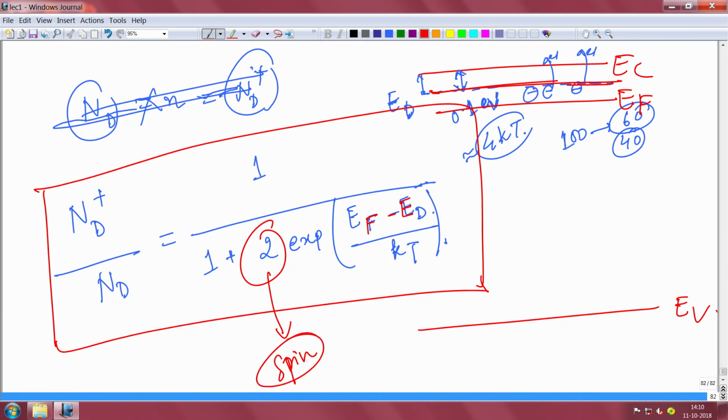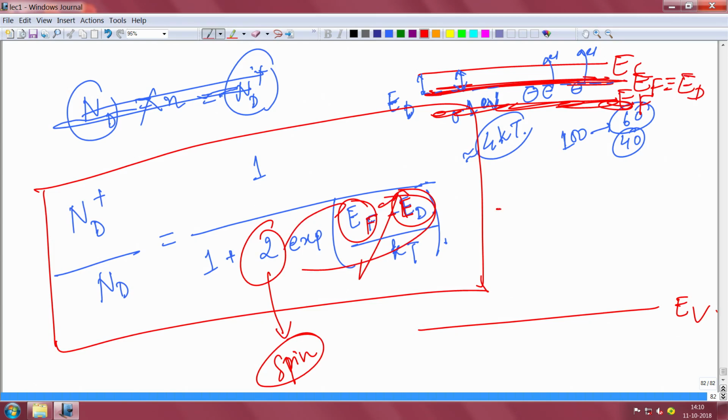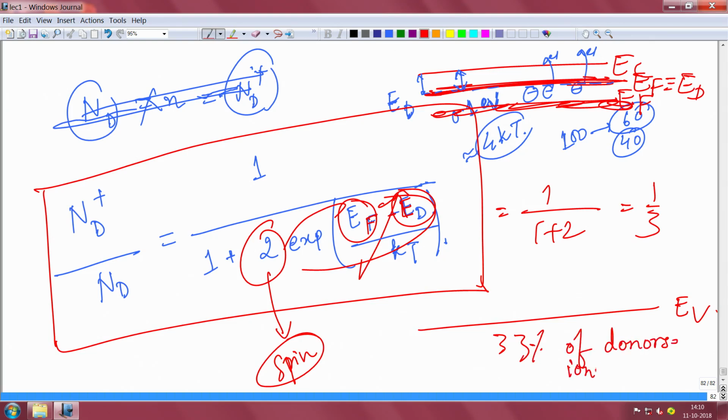So, for example, if I know the Fermi level position and if I know the donor ionization energy level position, I know what fraction of donors has ionized actually. For example, if the Fermi level and the donor level are at the same level, EF is equal to ED, then this exponential will become 0, it becomes 1. So, it will become 1 by 1 plus 2, 1 by 3. So, 33% of donors will be ionized if the Fermi level is equal to the donor ionization energy level, right. This is an important thing actually, not everything has to ionize.